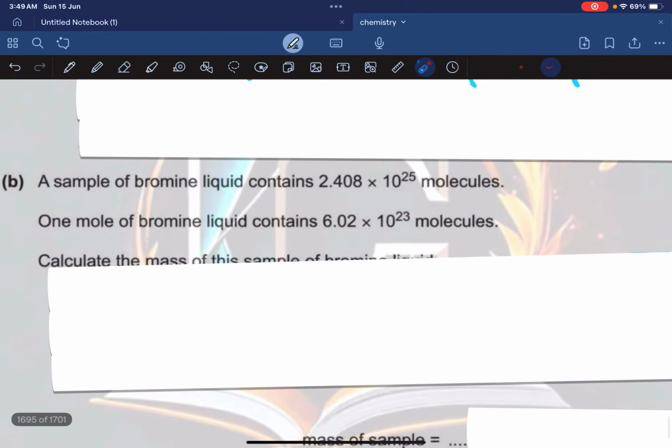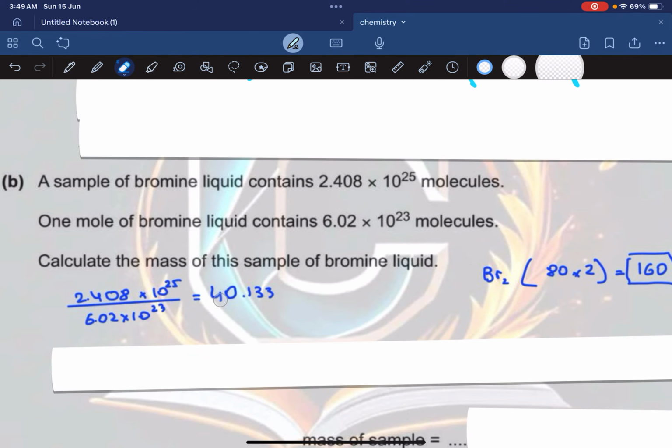A sample of bromine liquid contains 2.408 × 10^25 molecules. 1 mole of bromine liquid contains these many molecules. Calculate the mass of the sample of bromine liquid.